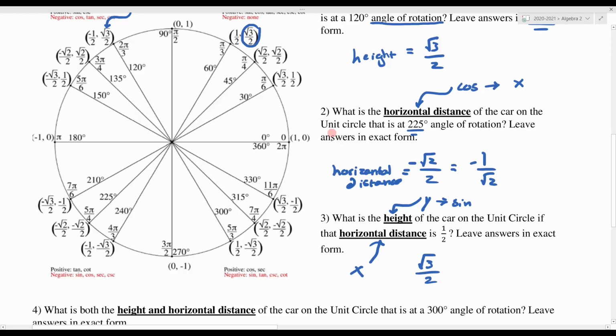So we're going to say √3/2. Now, there is another answer that we could get as well, because there's another coordinate down here that has a horizontal distance of 1/2, and its height is -√3/2. So we're going to say √3/2 or -√3/2. Okay? So be aware of those scenarios that have more than one answer.